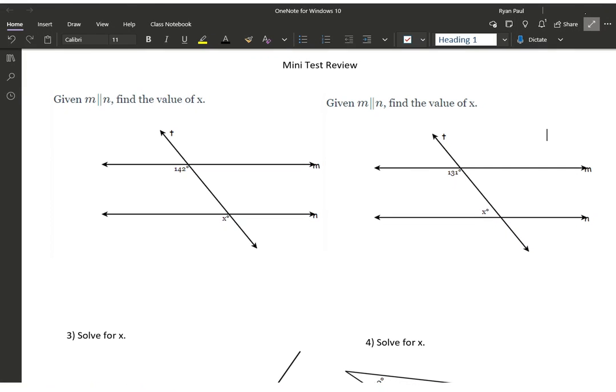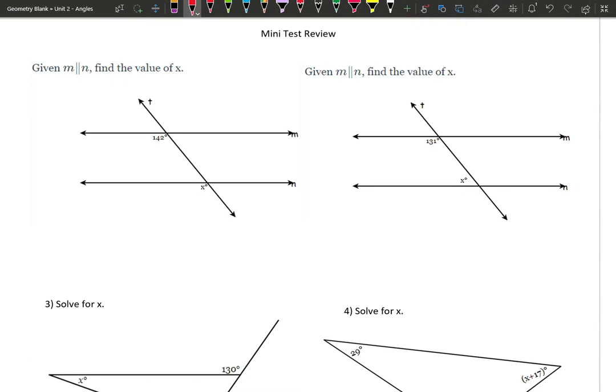Right, so let's review a little bit for this mini test. We have parallel lines. If we have parallel lines, then that means that these angles match up, all of them, right? Like this one will match up with this one will match up with this. All the angles in the same position will match up. So if this is 142, this is in the same position as that one, so that's also 142.